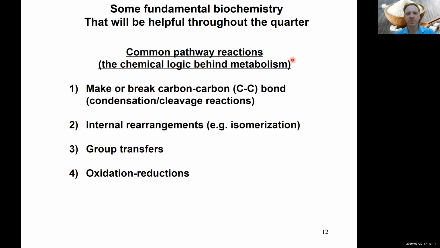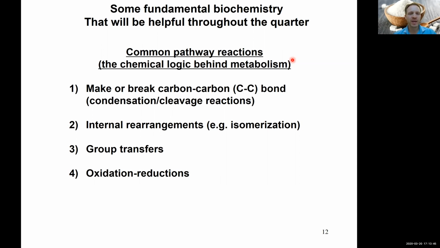So let's start with just revisiting a few of the fundamental chemical reactions that occur very frequently in metabolism and that will be important for essentially every pathway that we'll be discussing this quarter and that occurs in biochemistry in general. So I listed 4 reaction types here. These are by no means all of them. These are really just the major ones that we will be dealing with this quarter.